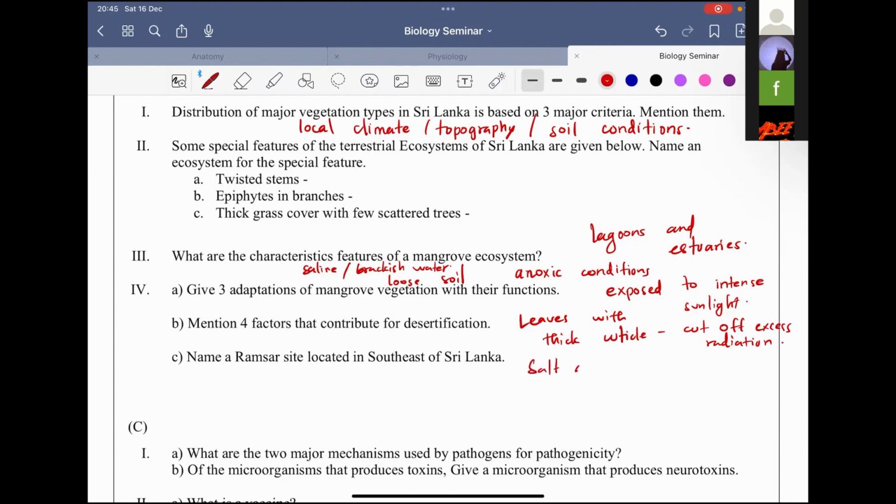There will be salt glands below the surface to secrete the excess salts that are absorbed. And there are pneumatophores, which will help to intake atmospheric oxygen. It will help to intake atmospheric oxygen, and finally viviparity.